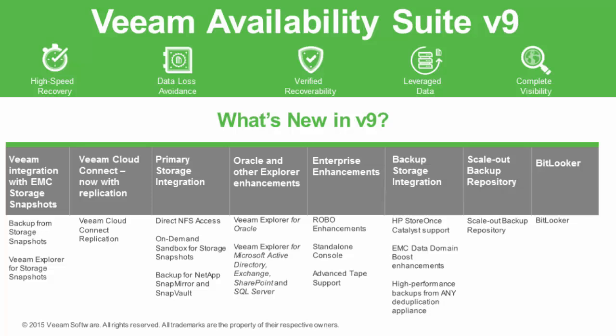We already support a number of deduplication appliances, and we've brought in some good features which will help with that. In particular, some enhancements to the HP StoreOnce device, which is basically Catalyst support. We've also brought out the scale-out backup repository, and again we'll talk about that one later. But it's a nice new feature which effectively enables you to add extents to your backup repository. And then finally, BitLocker, and we'll save that one till the end.